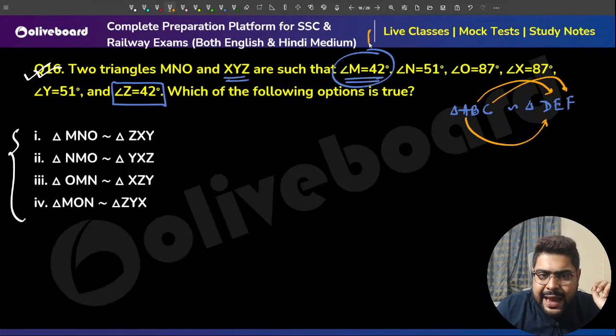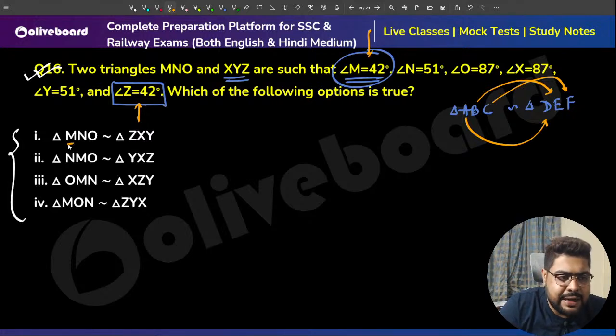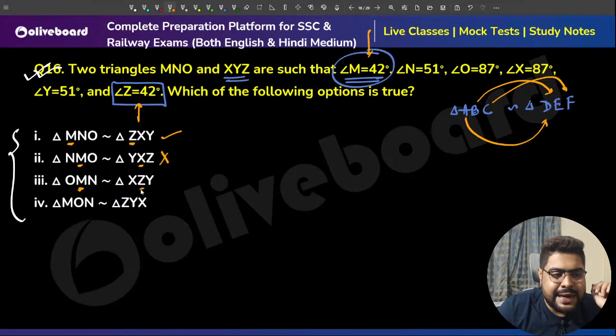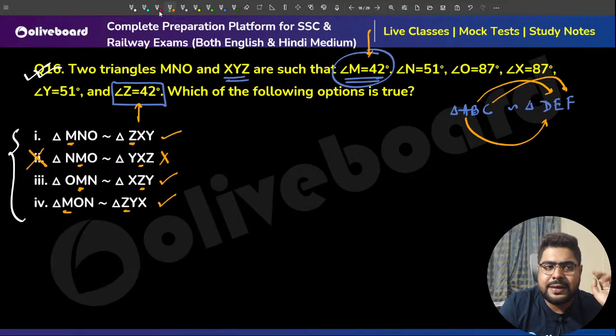So that means M and Z should be corresponding. Check. Here it is M, here it is Z. Yes, this can be the answer. Here M is in the middle, but the middle is X. First things first, this cannot be the answer. M is here, Z is here. Yes, that can be the answer. M is here, Z is here. So that can also be the answer. So by using the first thing, I can eliminate only one. Let's check.